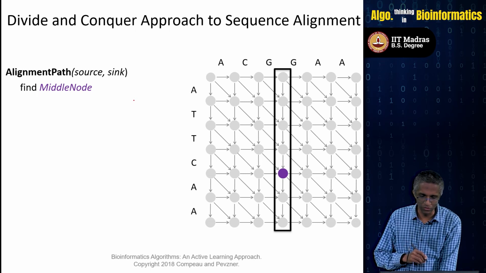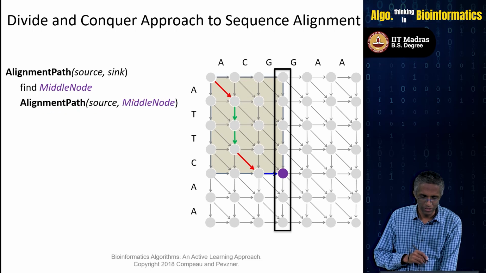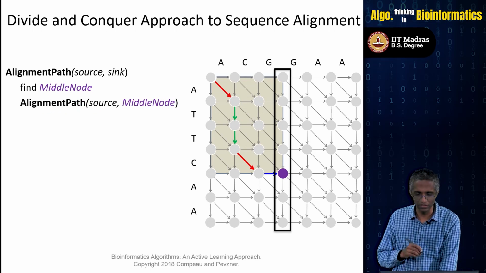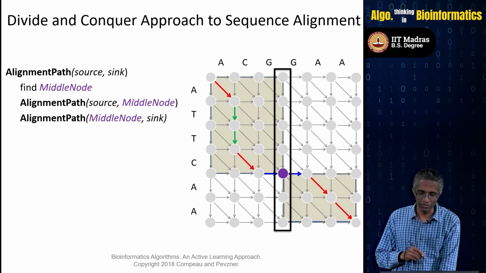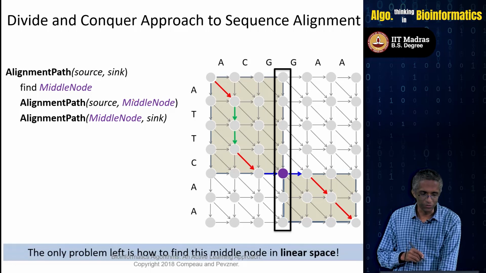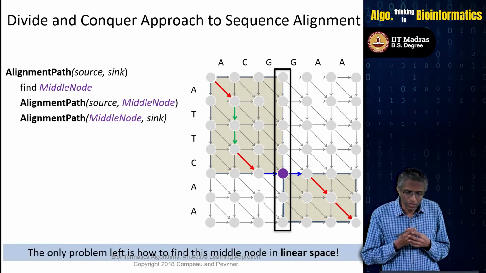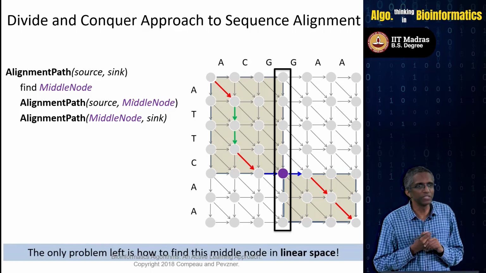Someone tells you the middle node, or you figure out the middle node through which the best or optimal path passes. Then you run this subproblem, you then run this subproblem, and then you are done. Now the question is, how do you find the middle node in linear space?